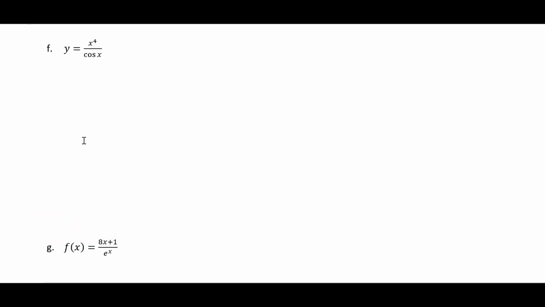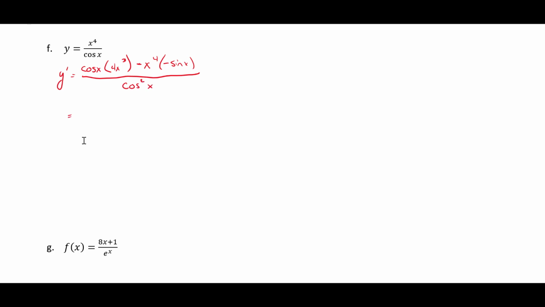All right, let's throw a little trig in there. So y is equal to x to the 4th over cosine x. What do I want to call this derivative now? Do I want to say f prime of x, or do I want to say y prime? That's right, I want to say y prime. So y prime is equal to the denominator, cosine x, times the derivative of the numerator, 4x³, minus the numerator, x⁴, times the derivative of the denominator, the derivative of cosine x is negative sine x, all over the denominator squared, so cosine² x.